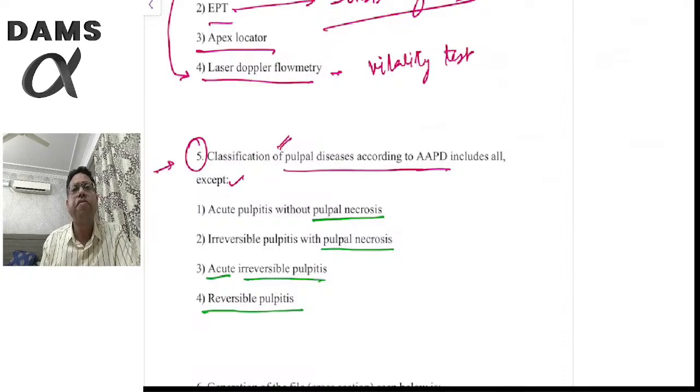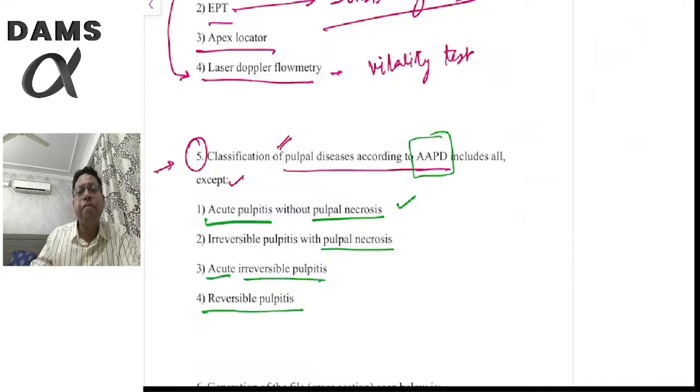Now, even if you are not aware of this specific classification of pulpal disease according to AAPD, you can answer this question by looking at the terms. It is talking about acute pulpitis without pulpal necrosis. Definitely it can be a classification. There is acute inflammation of the pulp, but the pulp is not necrotic. That is a possibility. Firstly, there is reversible pulpitis, then irreversible pulpitis, and then pulp necrosis.